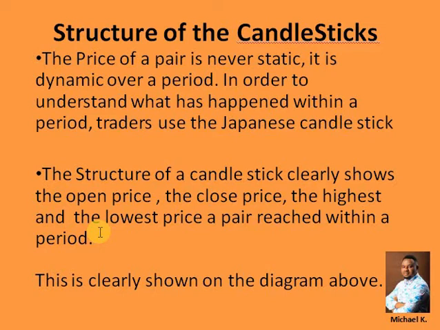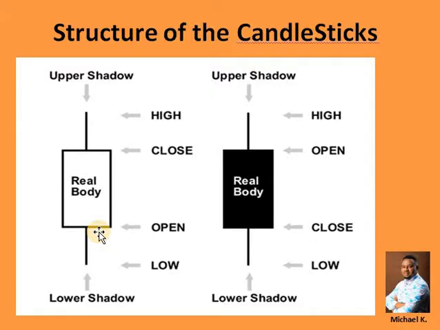Just like I mentioned before, the candlestick will show you what price a pair opened at. It will also show you the price which a pair closed at. It will show you the highs and the lows. That is the highest price of the period and the lowest price of the period. This is clearly shown on this diagram. Now let's look at the diagram closely. You'll find out that a candlestick has basically the real body, the lower shadow and the upper shadow.